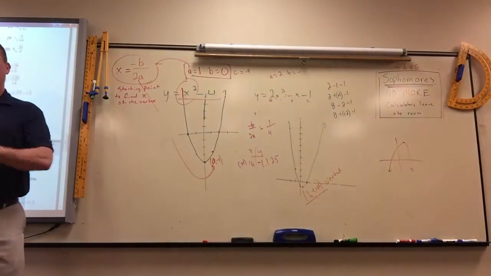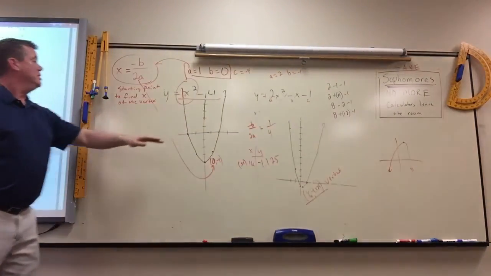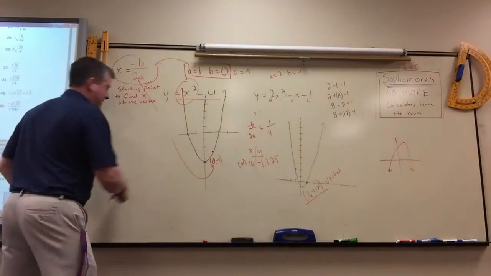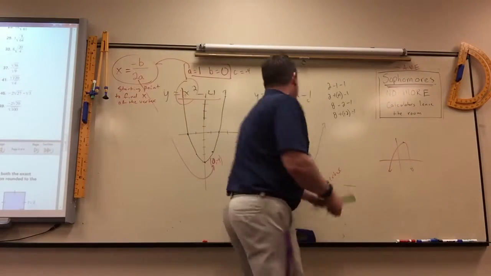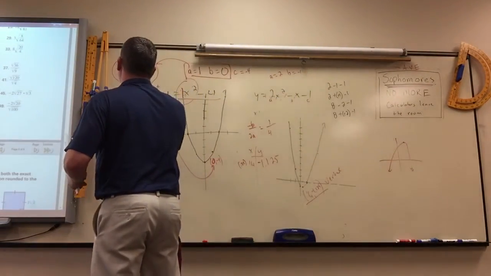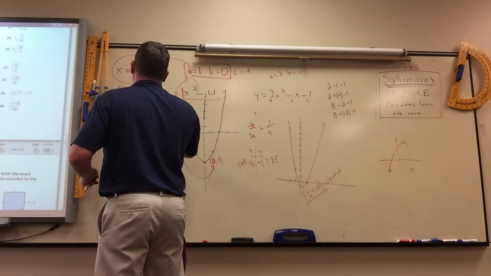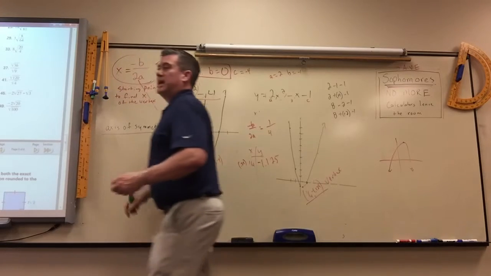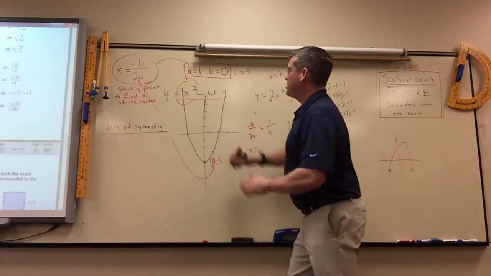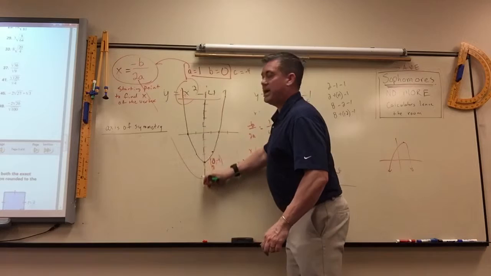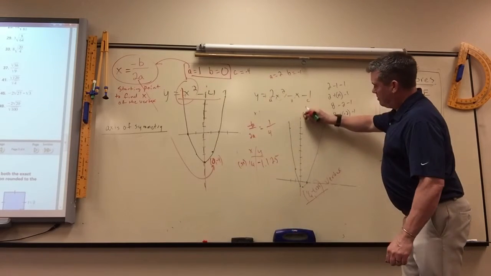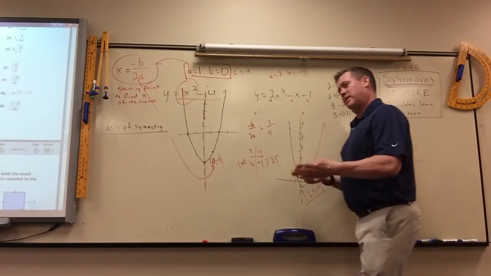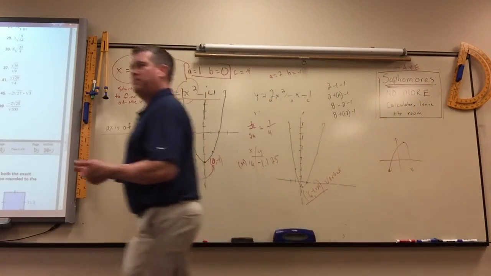Again, you're going to answer 3 things. Does it open up or down? What is the vertex? And then this third thing it asks for is the axis of symmetry. The axis of symmetry is the line that cuts this into 2 equal halves. Okay? Now again, if you just listen to this, it makes it simple.